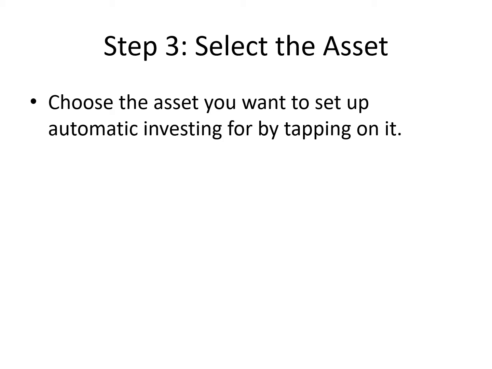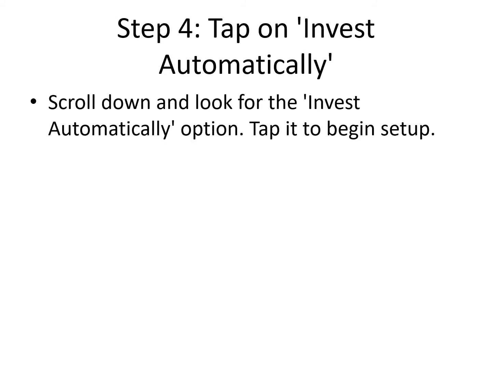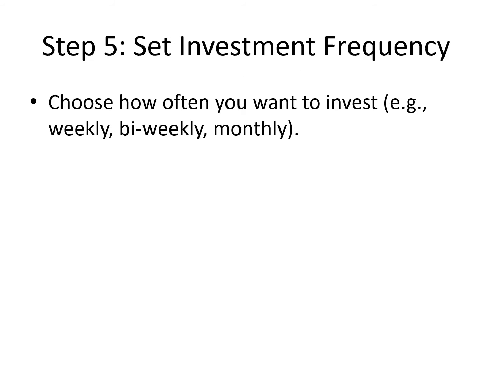Now, type the name or symbol of the stock, ETF, or crypto you want to invest in. Once you find it, tap to open its detail page. Scroll down the asset page until you see the option labeled Invest Automatically. Tap it to start the setup process.